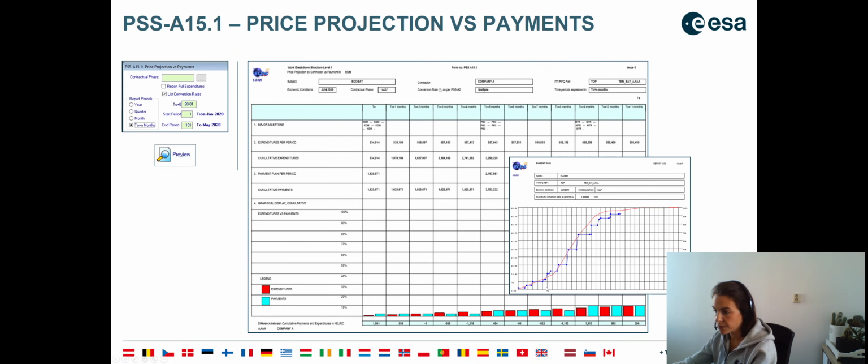But if we look at the case of the payment plan by itself that we can produce by initiating the report 5405, this PSSA 15.1 compares the price versus the payment. Here, we'll really be able to see our payment plan and to compare our payment milestones to see if they reach the 100% that's requested.